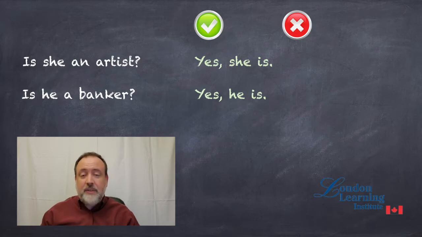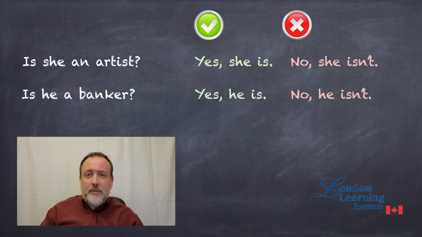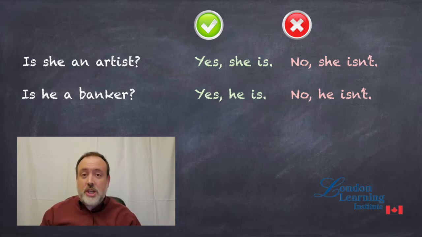If it's negative, you would say no. So is she an artist? No, she isn't. Is he a banker? No, he isn't. Now, one thing I want you to notice here, in the question, I'm talking about she in the first example. In the answer, I also talk about she. Okay, so that is the same in both the question and the answer.